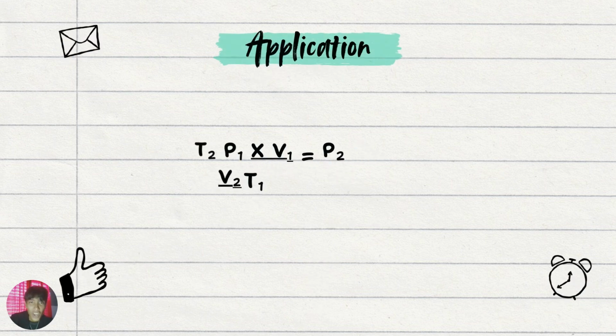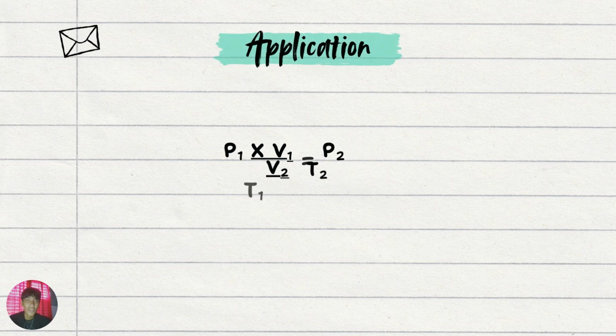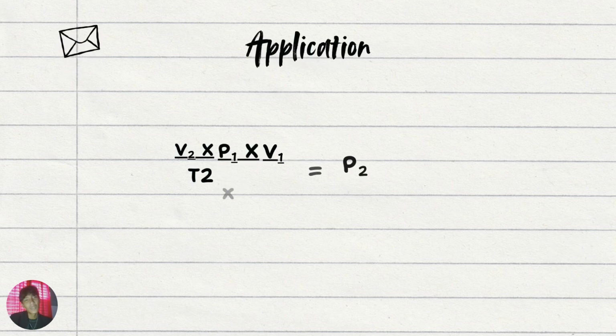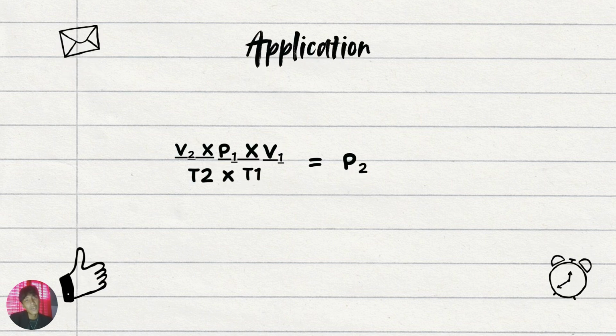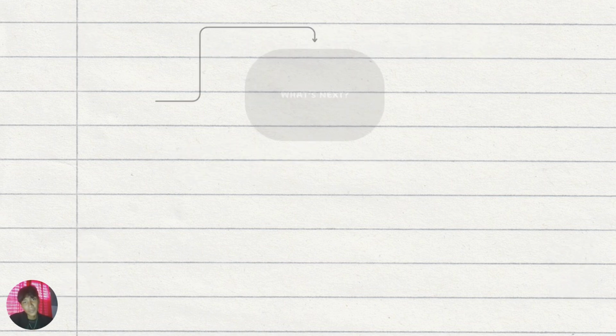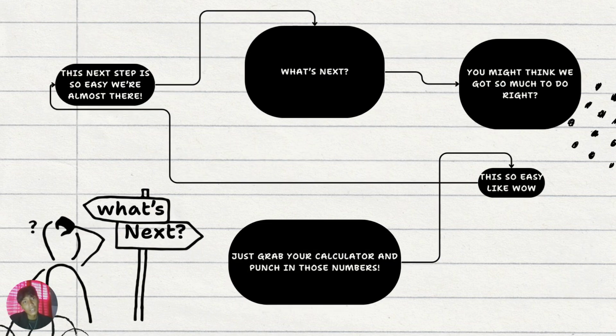The application, we move and shift. We move V2 to the denominator side and T2 to the numerator side, and we isolate P2 so that we solve this easier. And this is our formula now. It's P2 equals P1 times V1 times T2 over T1 times V2. So now we plug in the values: 1.0 times 2.0 times 400 divided by 300 times 1.0, which will give us our new P2. And then the next step is so easy, we're almost there.